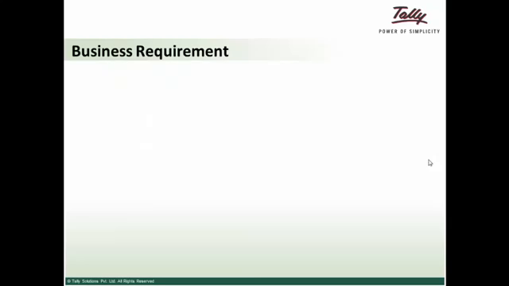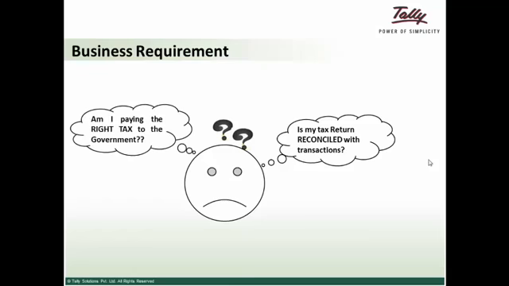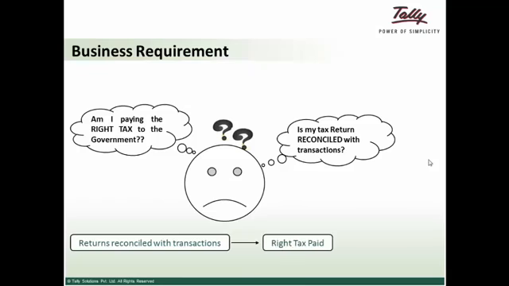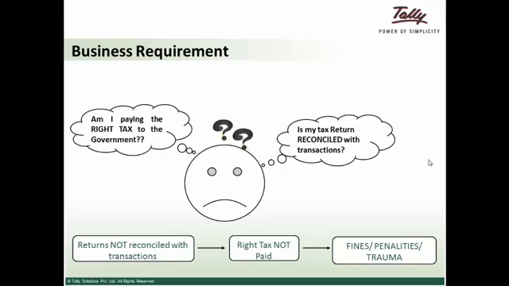The business requirements. Now, the two big questions that a businessman asks himself are: is my tax return reconciled with the transactions? And am I paying the right tax to the government? If returns are reconciled with transactions and the right tax is paid, there is never a problem. But if errors are discovered in the returns, or if the wrong tax is paid to the government, there are penalties and fines in addition to the harassment he goes through.